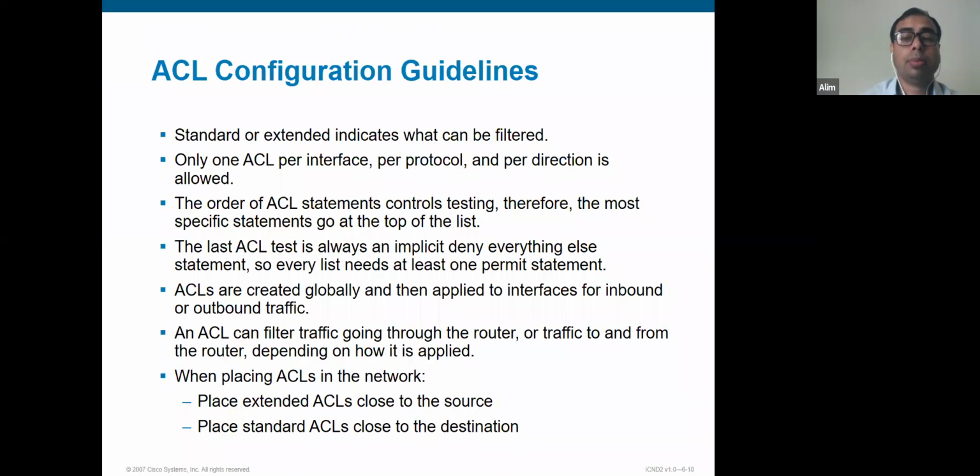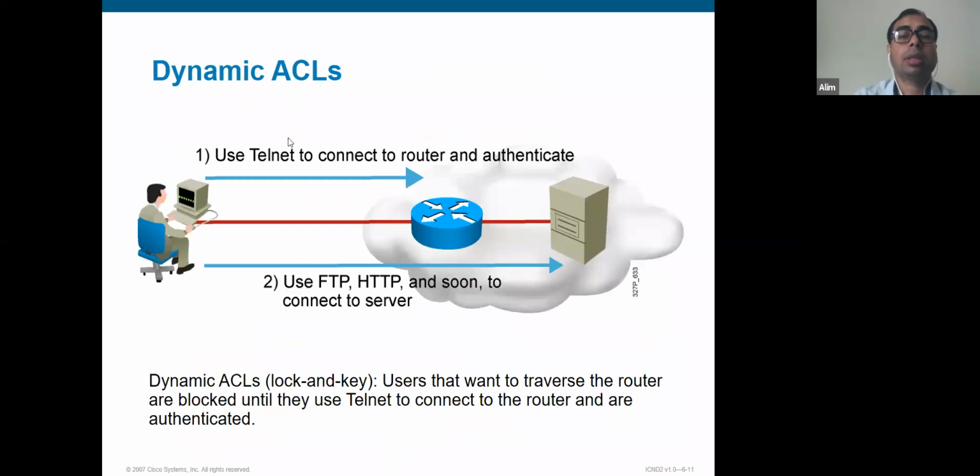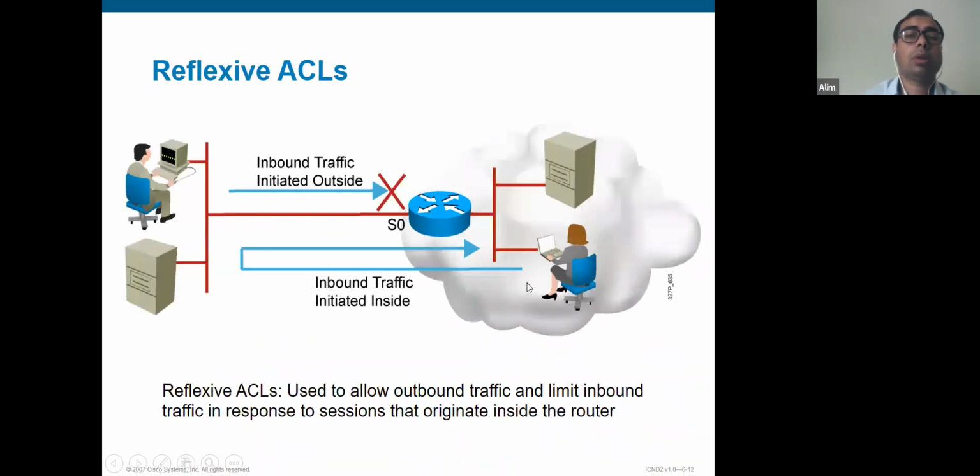There are some formats. Actually, we can show it. So here in the example, Telnet is used to connect to a router and authenticate. We can allow FTP, HTTP, and so on. Reflexive ACLs are used to allow outbound traffic and limit inbound traffic.